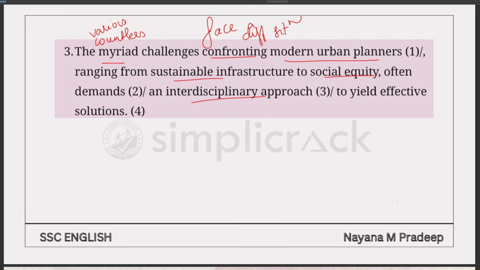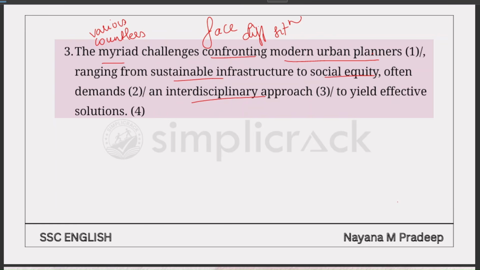And because of these challenges, they have to use an interdisciplinary approach. So instead of using just one approach, they have to look at several perspectives and several opinions. They have to include several disciplines before they make a final decision, in order to get better results. So that is the meaning of the sentence. Modern city planners have to face various challenges like sustainable infrastructure and social equity. And therefore, these challenges require them to use an interdisciplinary approach. So that is the meaning of this particular sentence.